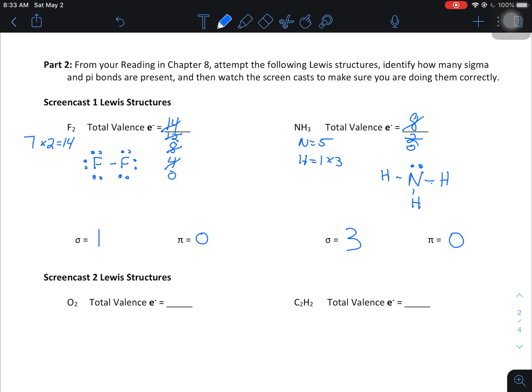In the next 2 screencasts, we will show you what to do when you don't have enough electrons and when you have too many electrons.